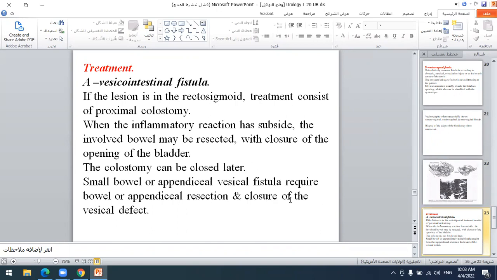Small bowel or appendiceal vesical fistula require bowel or appendiceal resection and closure of the vesical defects.